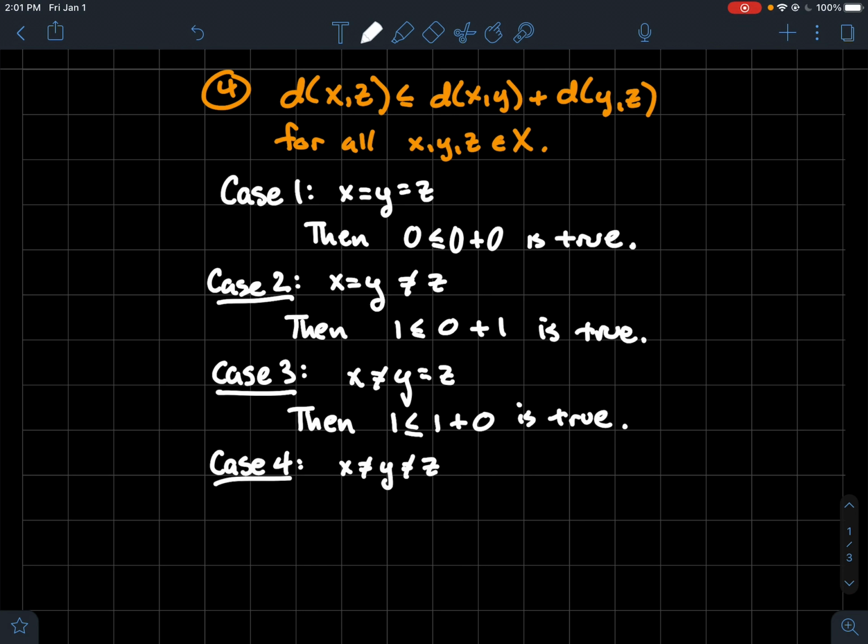The last case I need to consider is what if all 3 of my points are distinct? In that case then, each one of these expressions up here evaluates to 1. And so it's true that 1 is less than or equal to 1 plus 1. So that's true as well. And there you have it. We verified the 4 axioms of what a metric is, the definition of a metric. Since they're all true, that shows that the discrete metric is certainly a metric on any set that you put the discrete metric on.